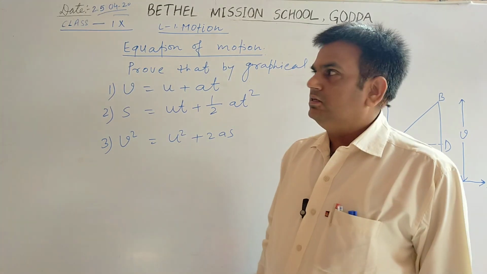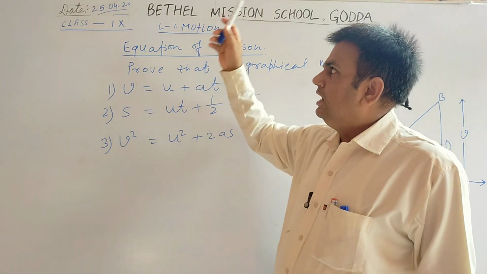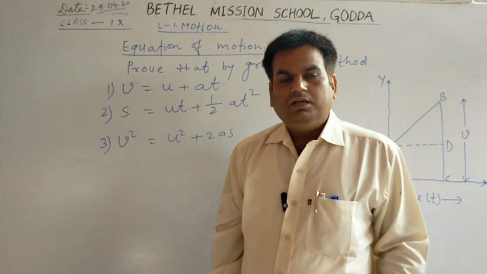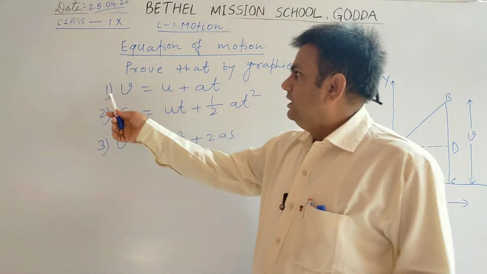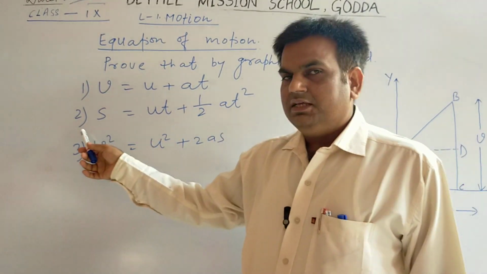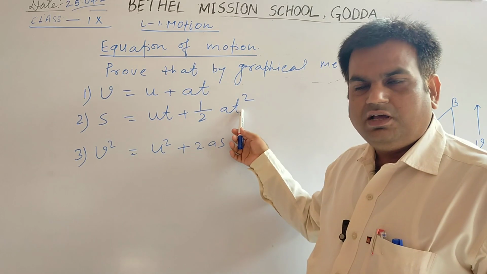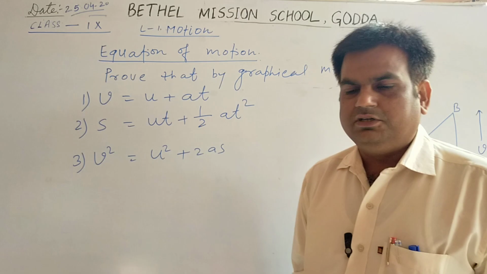Today we will discuss class 9, lesson 1, and the topic is equation of motion. There are three equations of motion: v equal to u plus at. Second equation of motion, s equal to ut plus half at square, and third equation is v square equal to u square plus 2as.